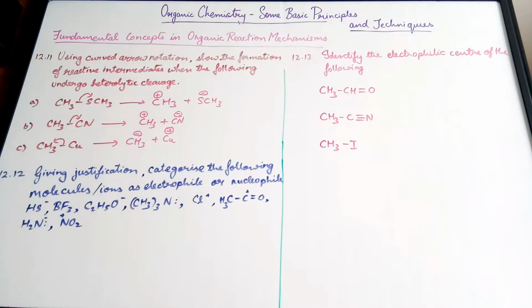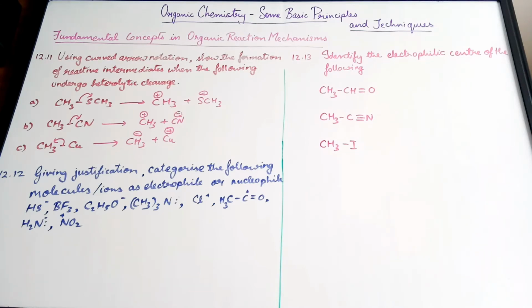The next one is giving justification. Categorize the following molecules or ions as nucleophiles or electrophiles. So nucleophiles are nucleus loving, or they are electron rich, whereas electrophiles are electron loving, which means they're electron deficient.